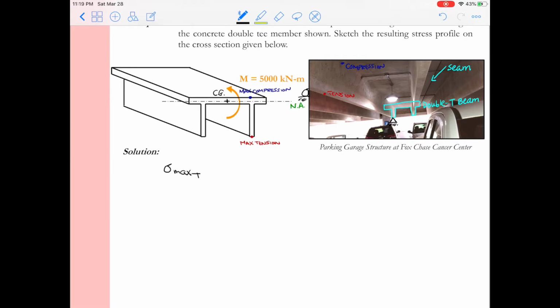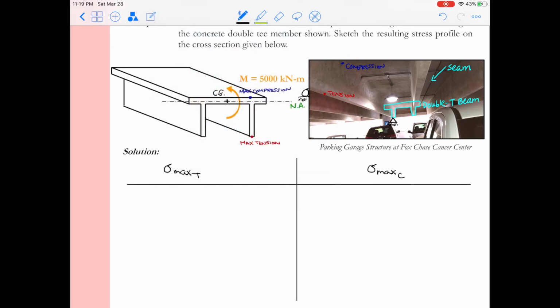Now, we want to apply the bending stress formula to find the maximum tension and the maximum compression. So I'll give these variables. And I'm just going to divide my page up to take a look at these calculations. So really all that we're learning when we're talking about bending stresses is we're learning the bending stress formula, which tells us that the maximum stress, or just any stress, is equal to M y over I.